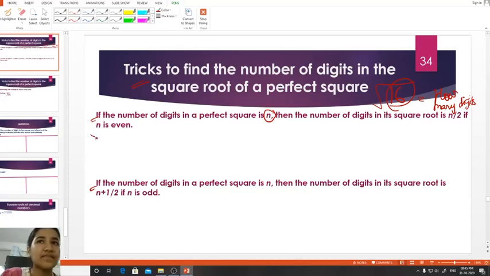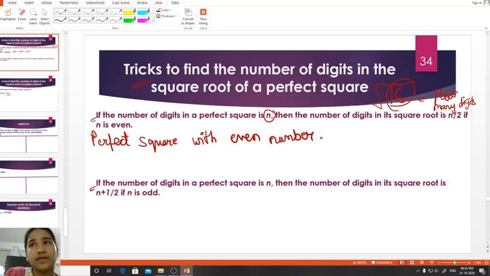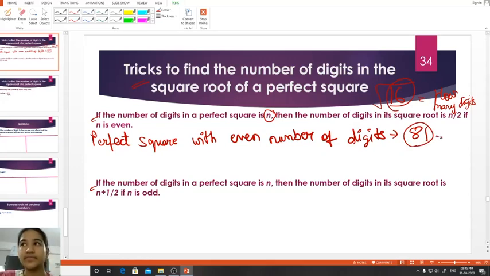That means if you take any perfect square with an even number of digits, for example 81, it is a perfect square and it has an even number of digits, 2 digits. 2 is an even number, right? So when n is even, the number of digits in the square root is n by 2.